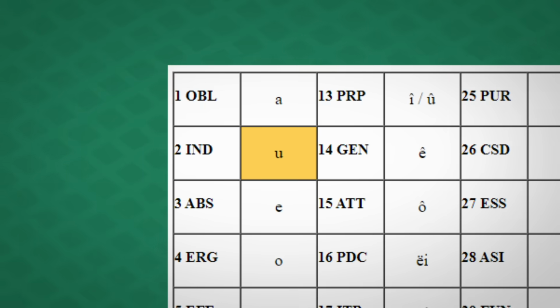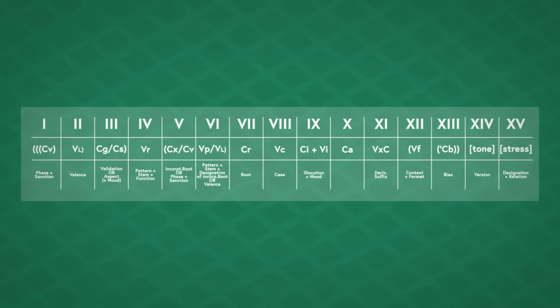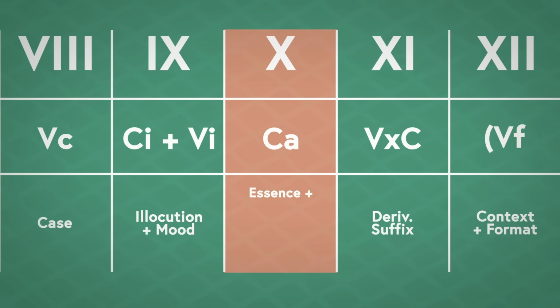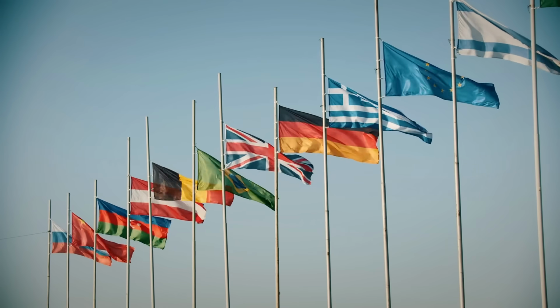Inducive is marked by U, so now our word is oaksu. Now we get to probably the most complicated part. One single phoneme will describe 5 different things: essence, extension, configuration, affiliation, and perspective, the last 3 of which have no equivalent in any other language.